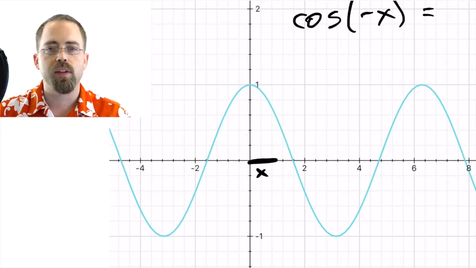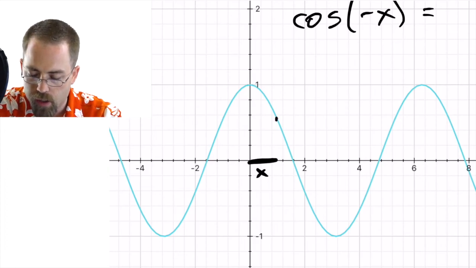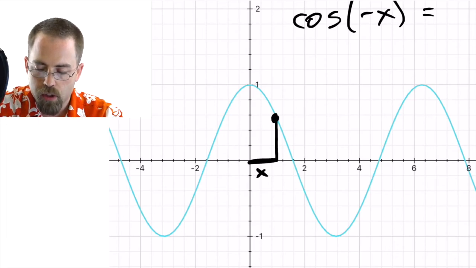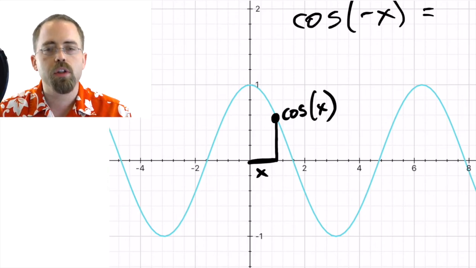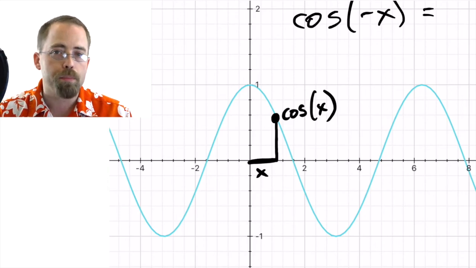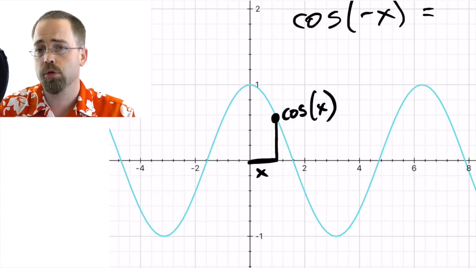That piece right there is x long. And if we plug x into cosine, then that'll take us to some particular spot right there that is clearly going to be cosine of x. If you plug a value into cosine, then you get a particular output based off of that input. Here the graph is in radians, which you should be used to by now.